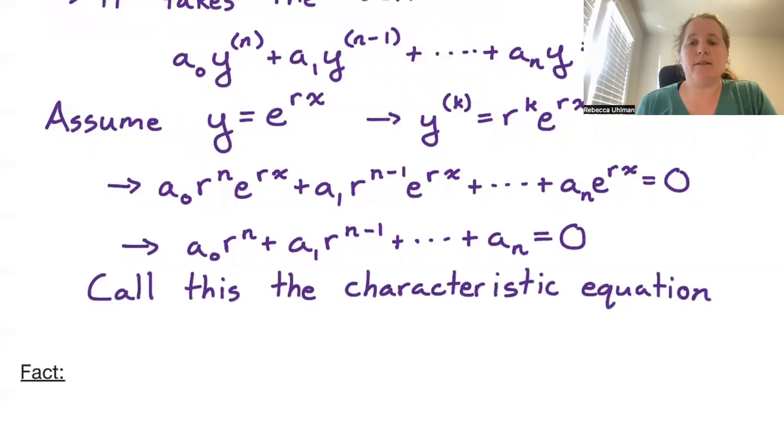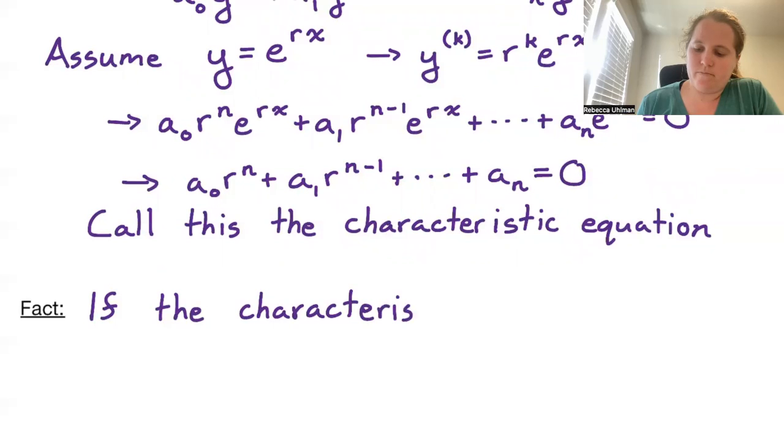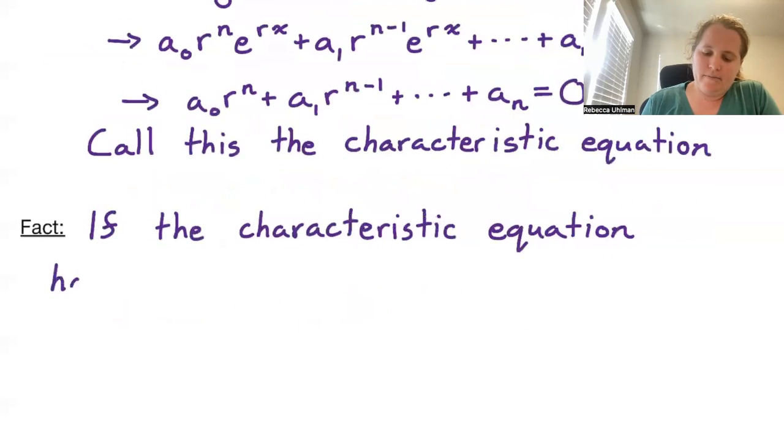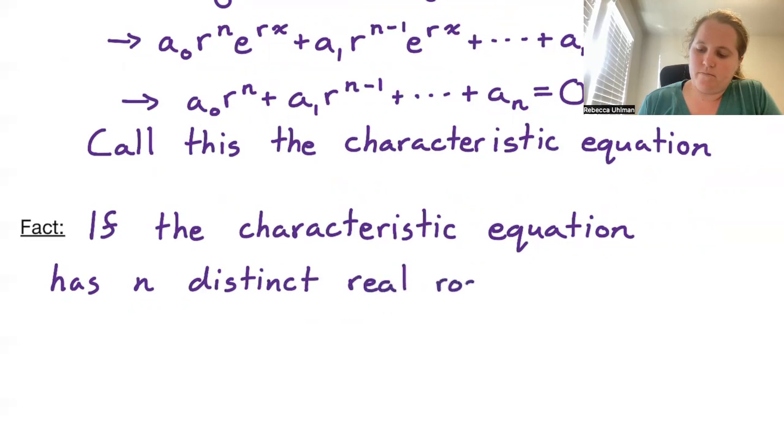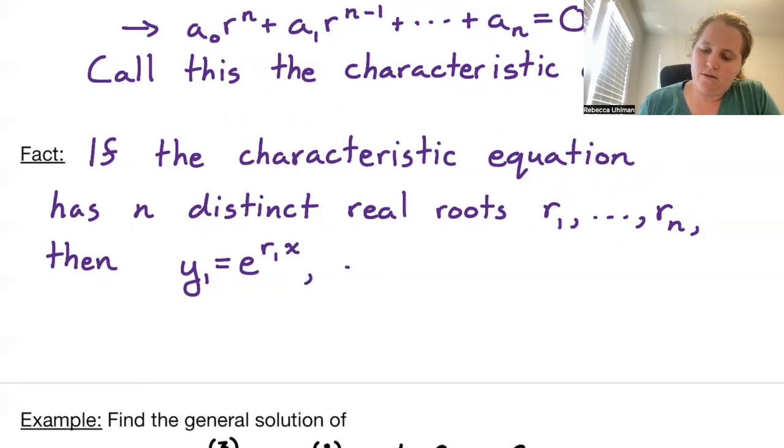And we get a fact: if the characteristic equation has n distinct real roots, r1 through rn, then y1 equaling e to the r1x through yn equaling e to the rnx form a fundamental set of solutions.